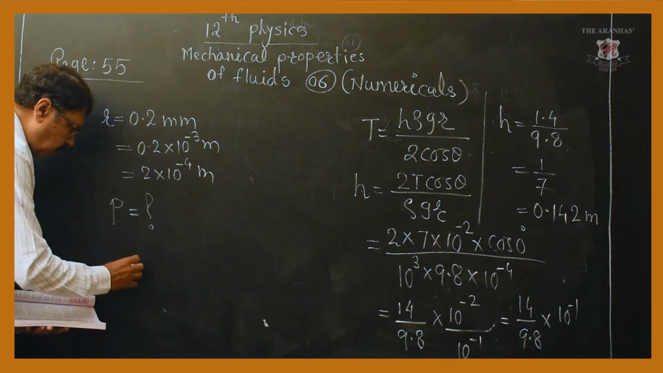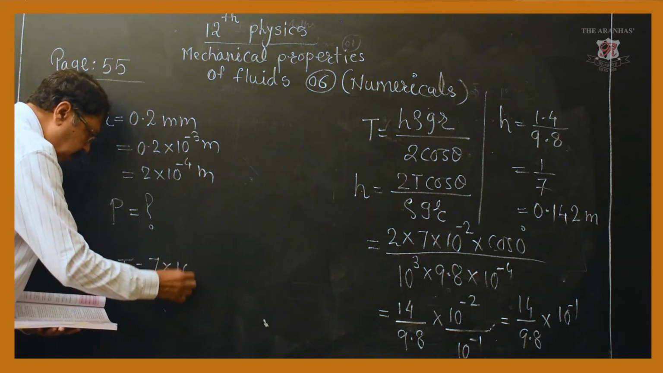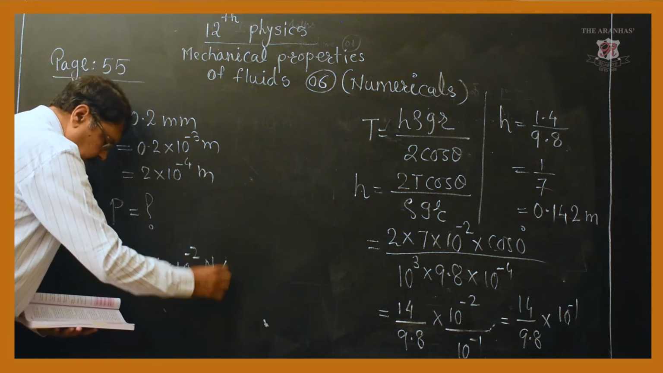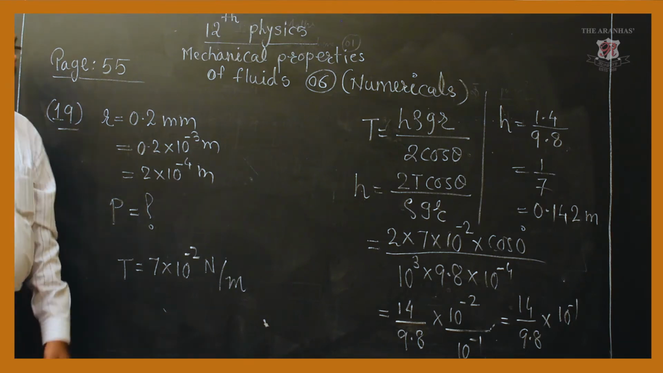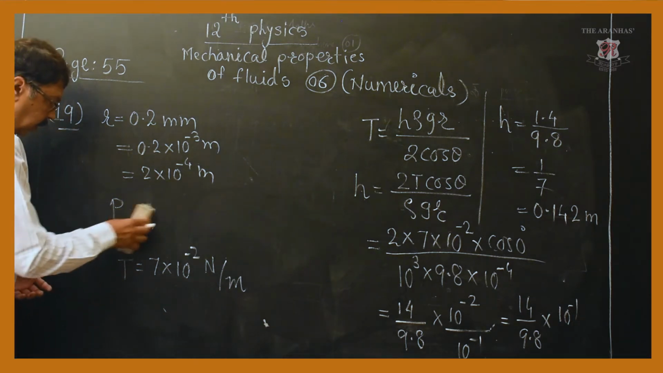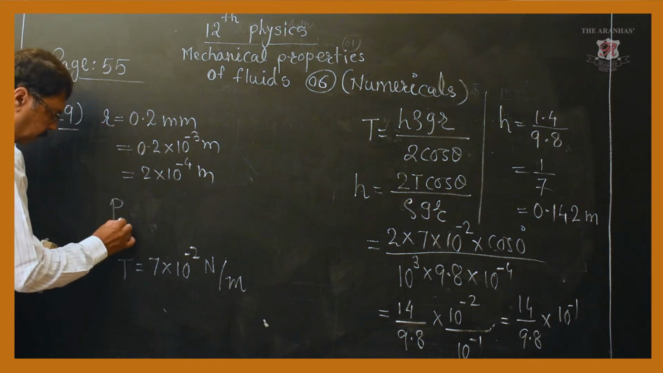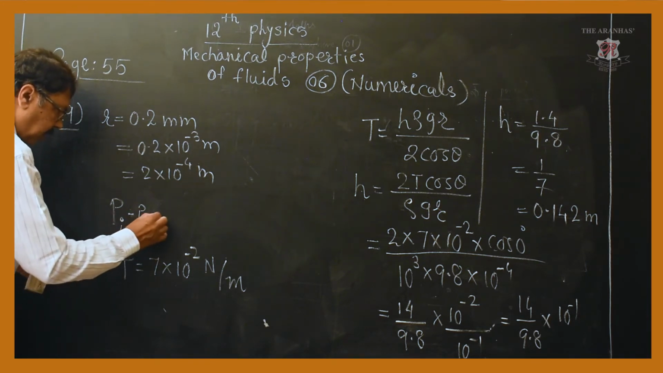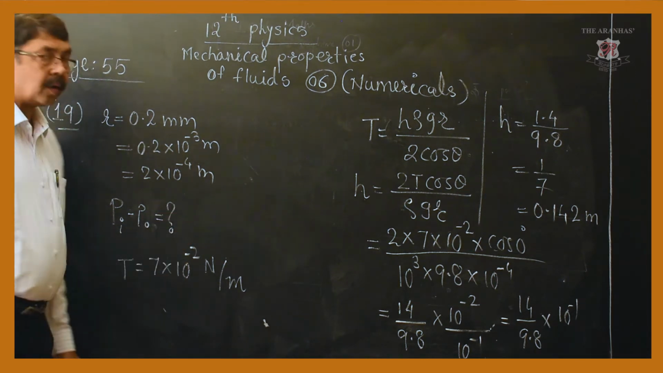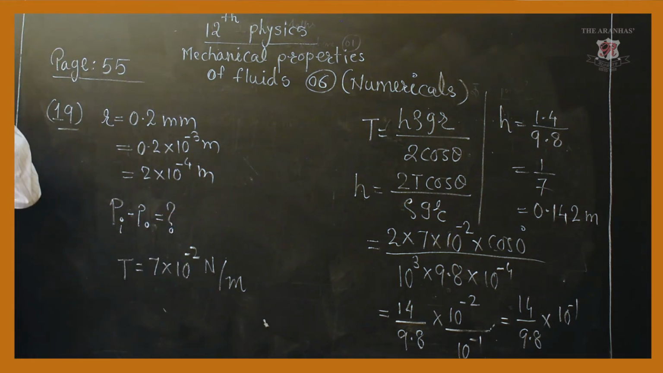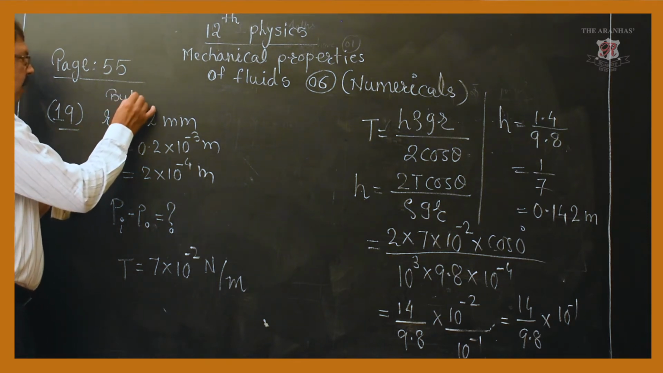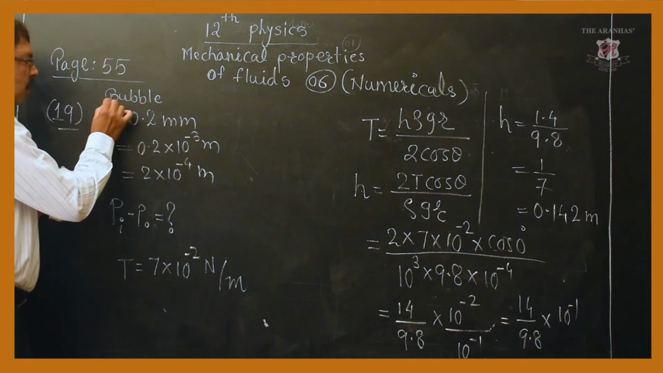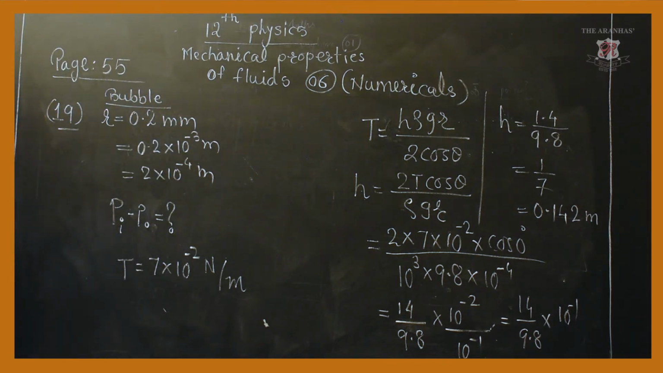If the surface tension of water is 7 into 10 raised to minus 2 Newton per meter, how are you going to do it? Gauge pressure is nothing but the difference in the pressure inside and outside. Do you know the formula for this? Recall Laplace's relation. For which object is it given? It is a bubble. It is not a drop. So you have to consider this part also.